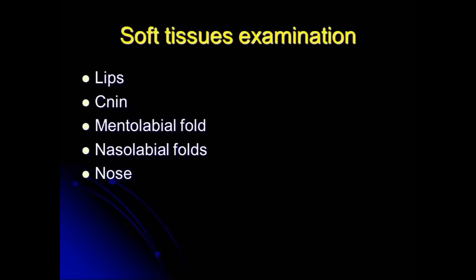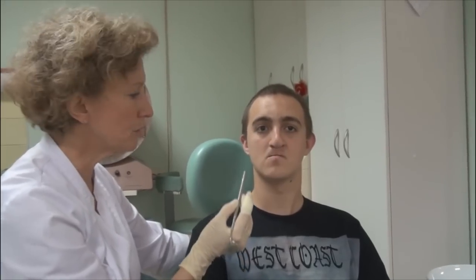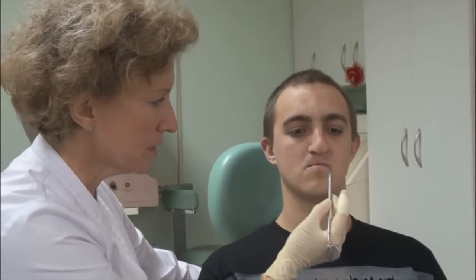Soft tissues. It is particularly important to assess soft tissues carefully to find out are they the cause of malocclusion or they have adapted to it. Soft tissues examination includes examination of lips, chin, mentolabial fold, nasolabial folds, and examination of the nose. Examination of lips should include investigation of form, tonicity, fullness, and competence of lips. Our patient has insufficient anatomical length of upper lip due to surgical scar, sufficient fullness of the lower lip. These lips are competent.